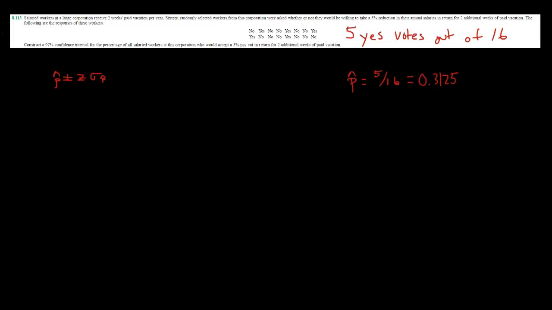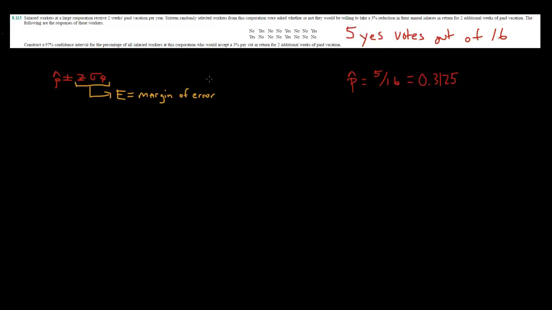Now remember what this equaled. Z times the standard deviation of our proportion sampling distribution. Just like before, when we were dealing with means, it was Z times the standard error. Here we have Z times the standard deviation of the sampling distribution. That is equal to E, which is the margin of error. Okay? So, very similar to what we did before.